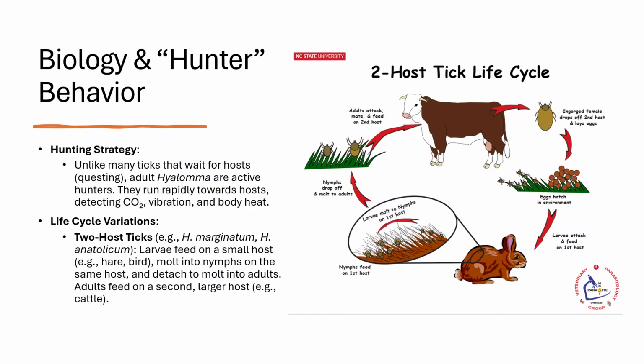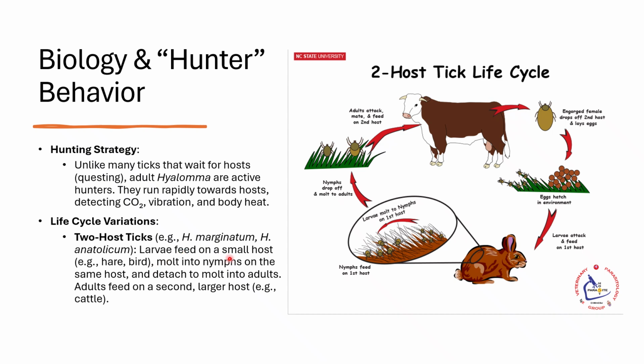For their biology and hunter behavior, unlike many ticks that wait for hosts by questing, the adult Hyalomma are active hunters, meaning that they run rapidly towards the host, detecting carbon dioxide, vibration, and body heat. For the life cycle variations, the genus Hyalomma, particularly H. marginatum and H. anatolicum, are primarily two-host ticks, although they can exhibit a three-host pattern depending on environmental conditions and host.